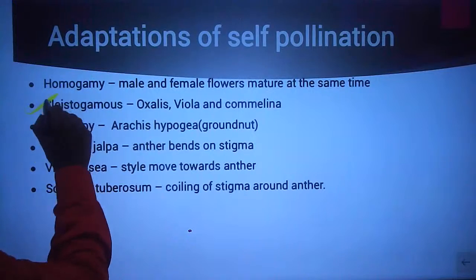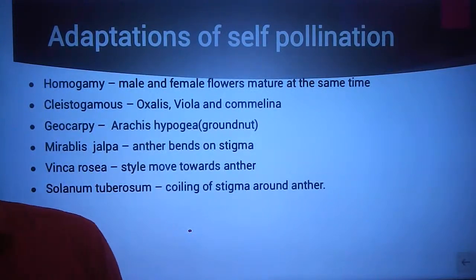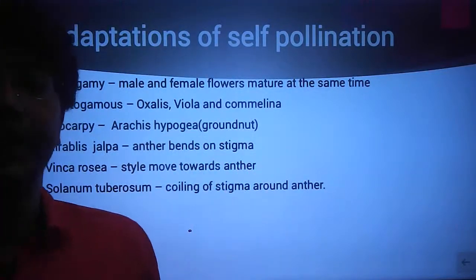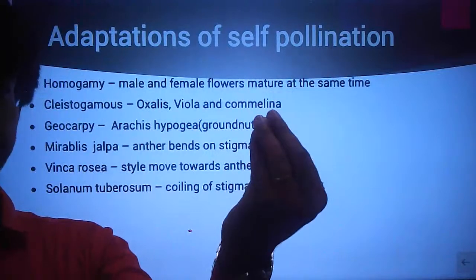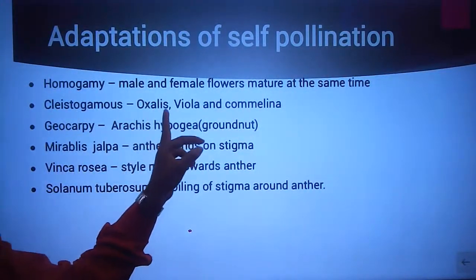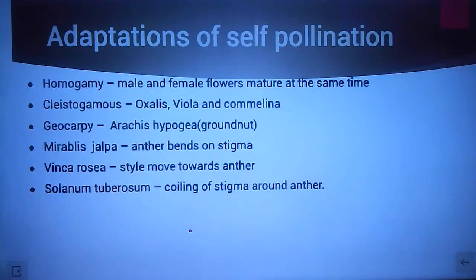The second one is called cleistogamous. Cleistogamous, which we already discussed, is a closed flower. What is cleistogamous? A closed flower. It is self-pollination, where the flower is always in the closed stage. It will not bloom, right? Examples of cleistogamous flowers are oxalis, viola, and commelina. So this we already discussed.